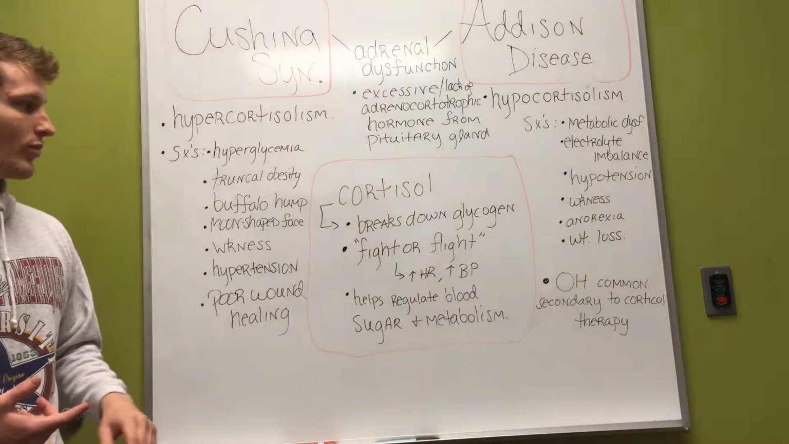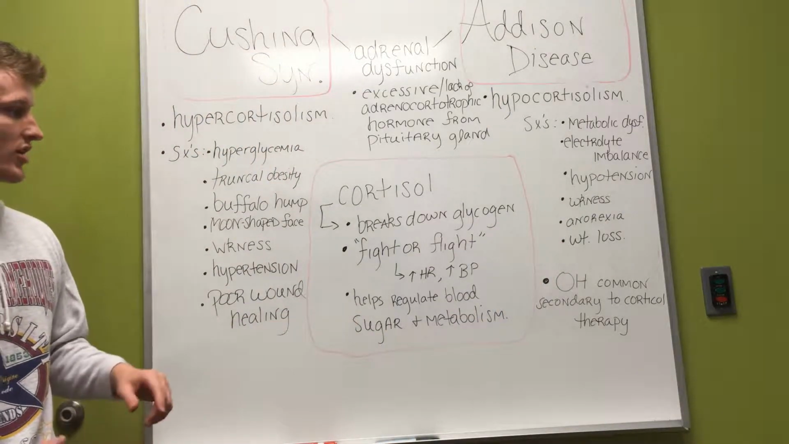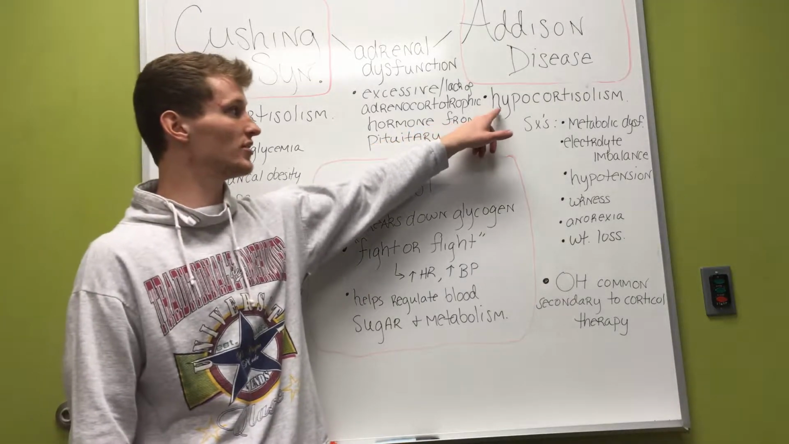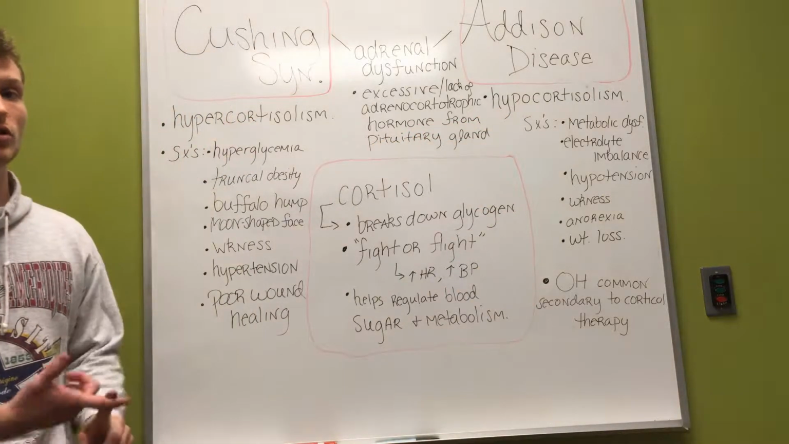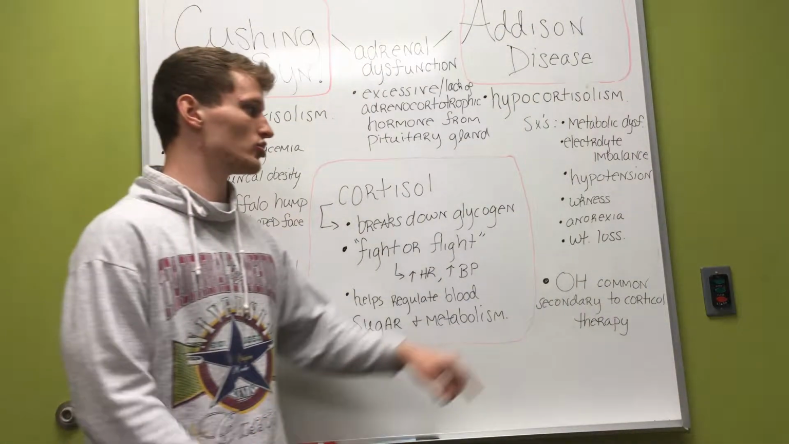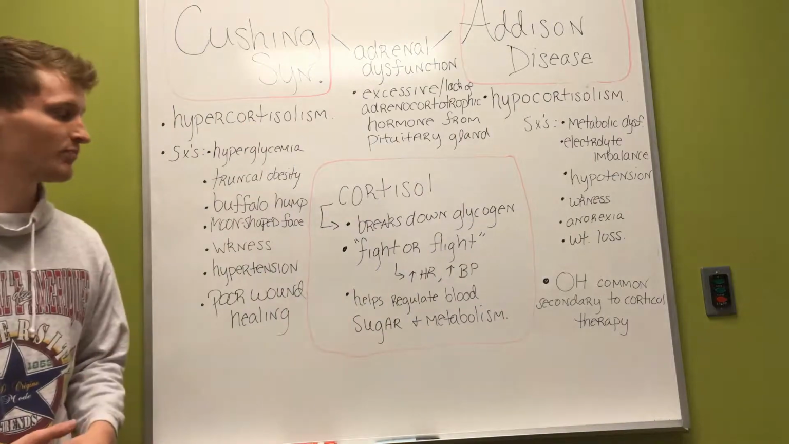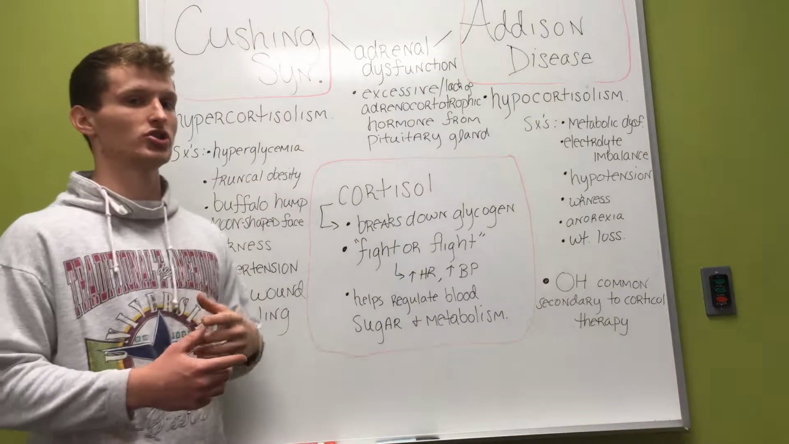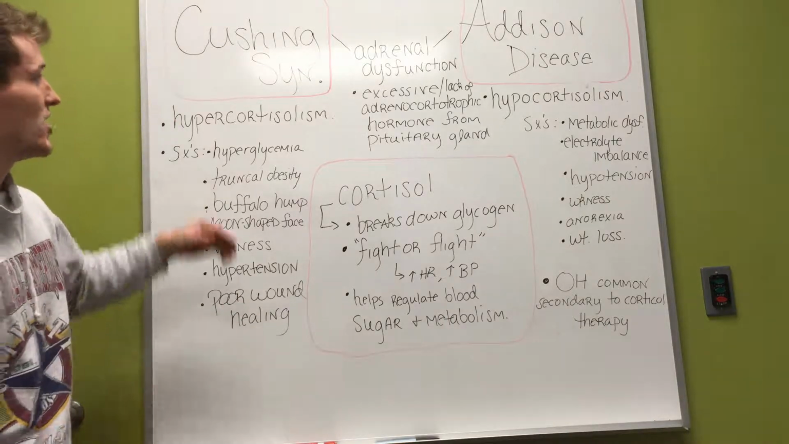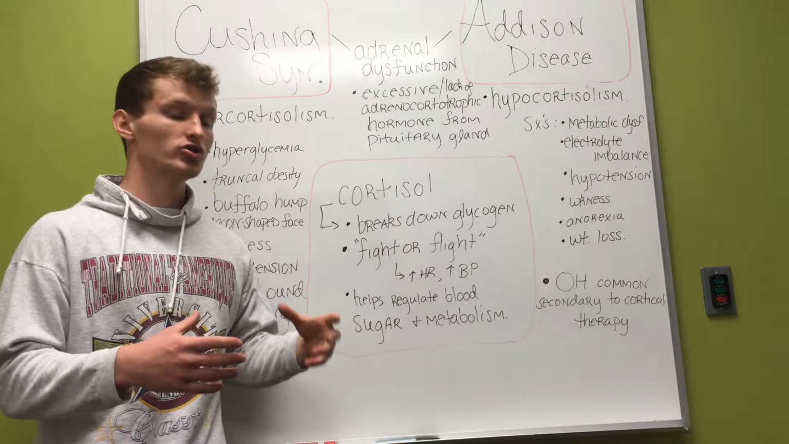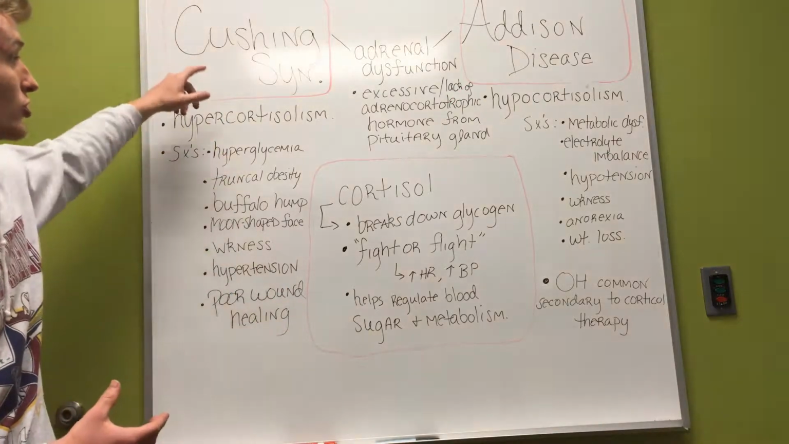So anorexia and weight loss are a result of this breakdown of glycogen. Our body can no longer efficiently break down glycogen because we have low levels of cortisol in our body. Therefore, we lose weight and may even result in subsequent anorexia. Two things I want to mention that are important tidbits for the licensure exam and also for clinical practice are that with Cushing syndrome, chronic overuse of corticosteroids can actually result in Cushing syndrome.